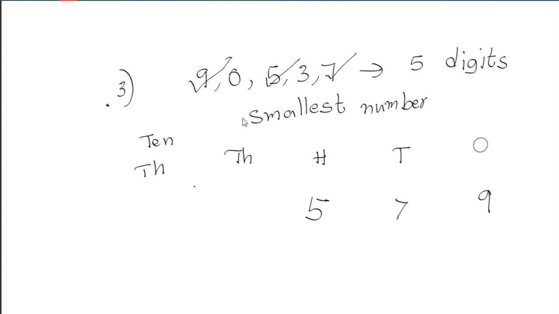Which 2 numbers are left? 0 and 3 are left. So can we start with 0? No, we never start any number with 0. Never begin any number with 0. So we have to write 0 in the second highest place, which is the thousands place. So the number starts with 3. What is this number? 30,579. Okay children, let us move to the next example.